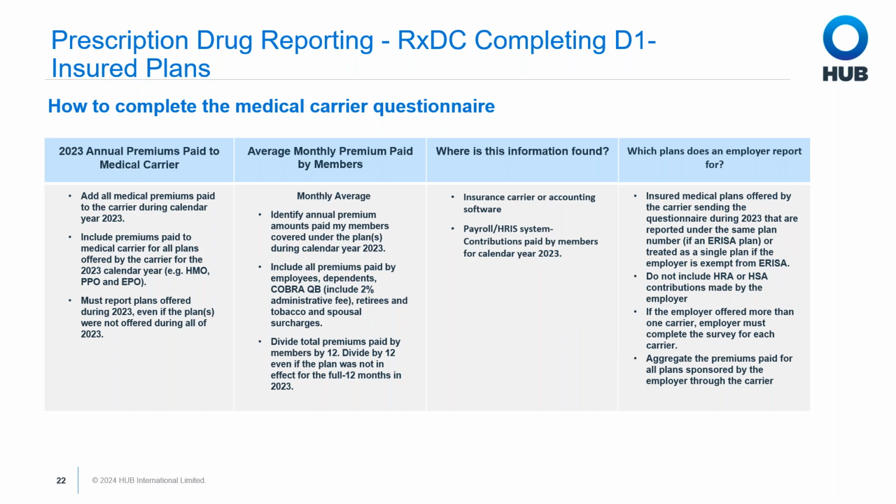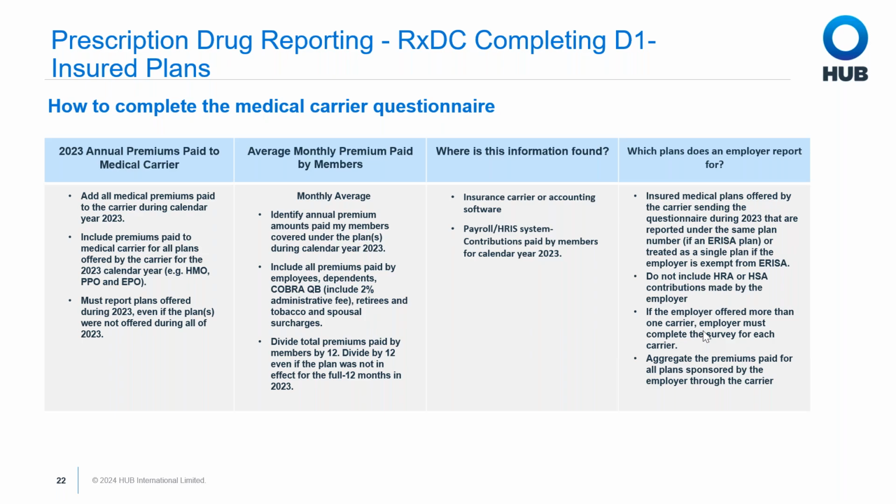You will not be reporting for plans such as an HRA or HSA, even if they're offered alongside your medical plan that is fully insured. And again, note that you're reporting for the 2023 calendar year. And you only report for the plans that were offered by that carrier, assuming that those plans are treated as a single plan, under the same plan number, or they're not offered separately to a different employer. So that would be critical to note.